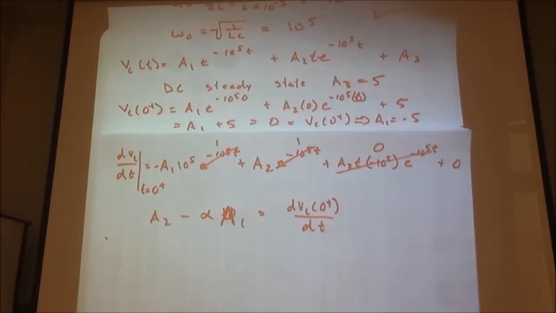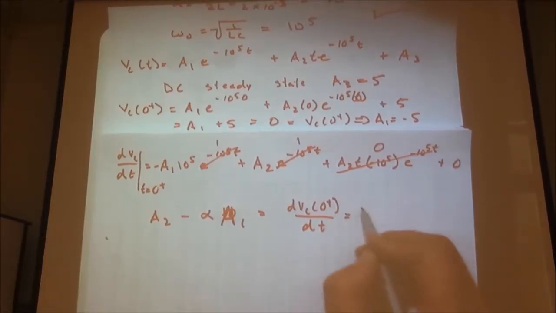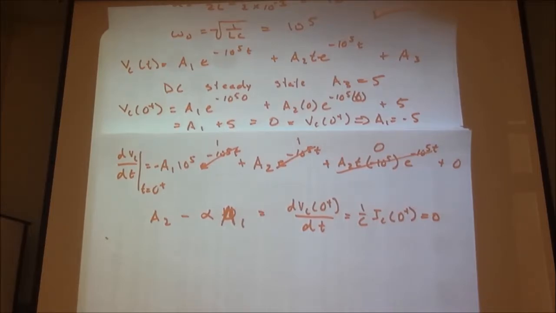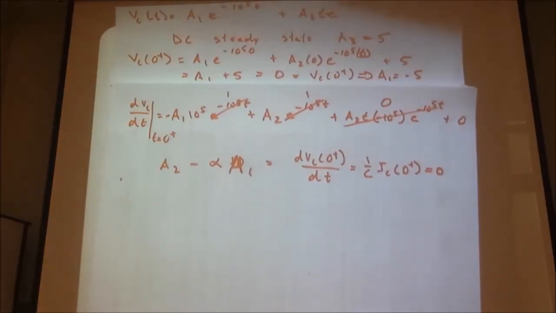So there's our form. And again, no guarantee we have 0 initial condition. Our 0 initial condition in this particular circuit comes out of the fact that the current through the inductor is 0, because this relates to 1 over C, IC(0+), which we know is 0. So there's our A2 term.